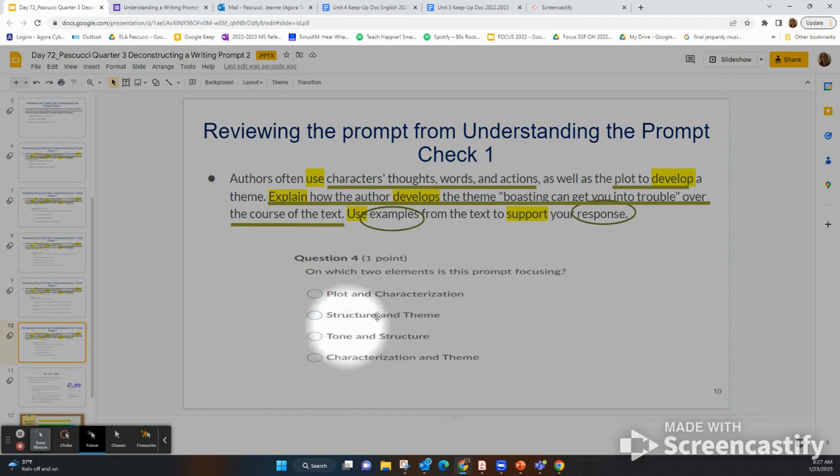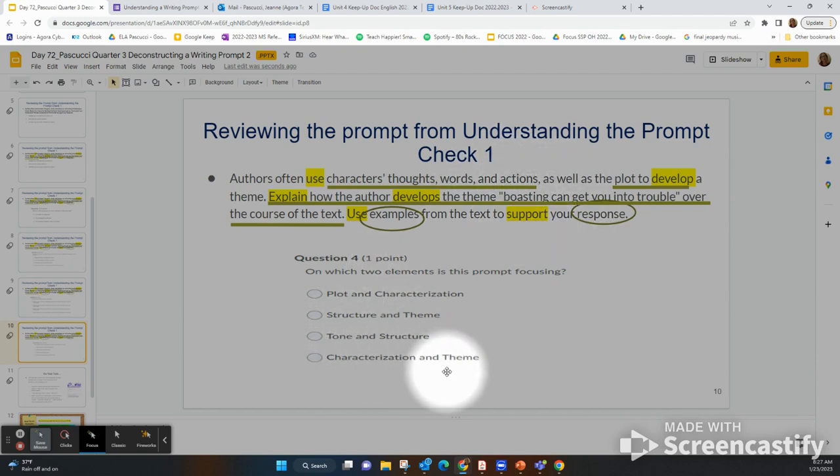And last but not least, on which 2 elements of this prompt is focusing. Now you might need to really think about English class the past few weeks. Okay, first one says plot and characterization. Okay, no, it says plot here, but is the character's thoughts, actions, and words a characterization? Yeah, but continue on because we have to eliminate all the answers if that's the best one. Structure and theme. Well, it does say theme, but does it say structure? Nah. Tone and structure. It doesn't say tone or structure, so, no.